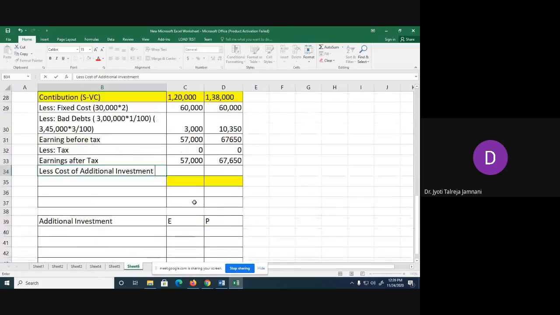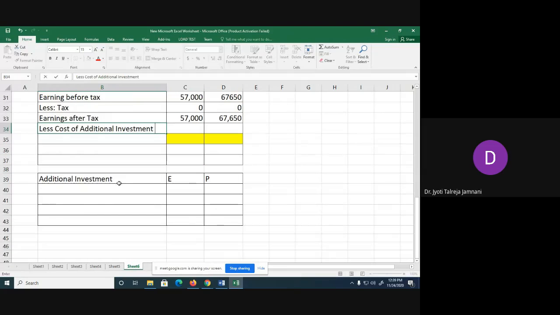So this we have to calculate, and in my previous session also I had explained you we can do it through working note. So additional investment, existing and proposed. First, there is a formula to do it, that is nothing but cost divided by debtors turnover ratio. So first we have to find the debtors turnover ratio for both the plans. Can anybody tell me the formula for debtors turnover ratio? 360 divided by average collection period.